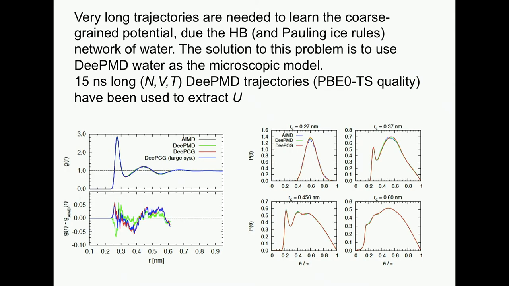Let me just go quickly. This is, again, the comparison between IMD, that was on a small system, with this coarse grain. We have done here a somewhat larger system, and this is the DPMD, the green, and the coarse grain red on the small system, and the coarse grain in the large system. Again, the agreement, and these quantities are this angular correlation at different values at different distances. Again, the agreement I think is pretty good.